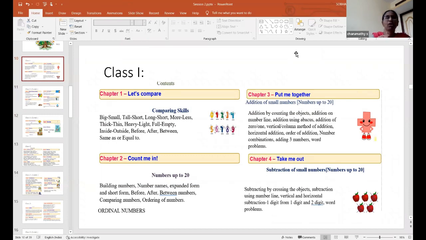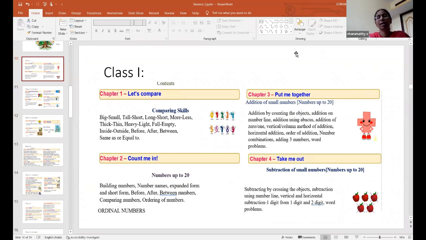Addition by counting the objects. That is always from known to unknown, from concrete. So concrete objects will be given. They'll count the objects and they will add. Then addition on the number line. It can also be addition on the number strip also. Here we have done addition on the number line, and number strip can also be included.